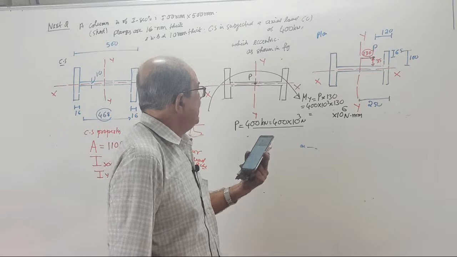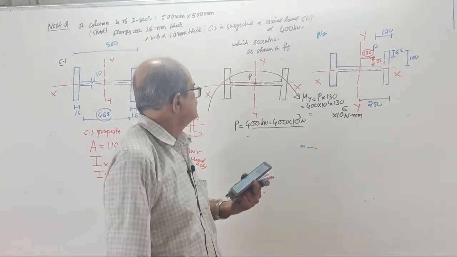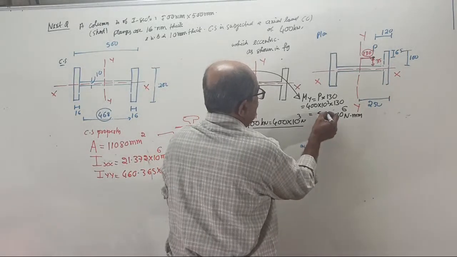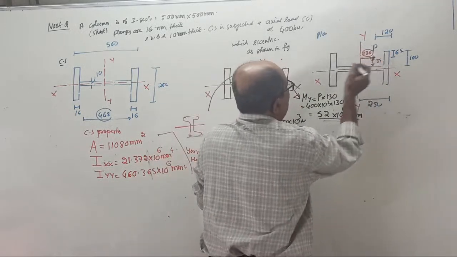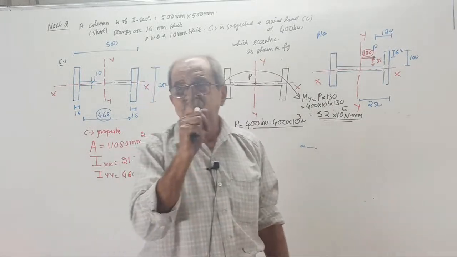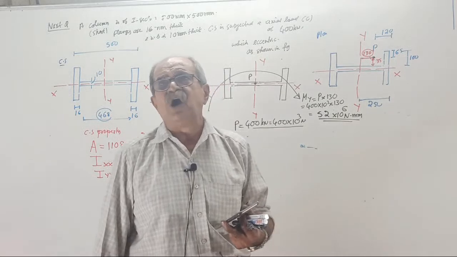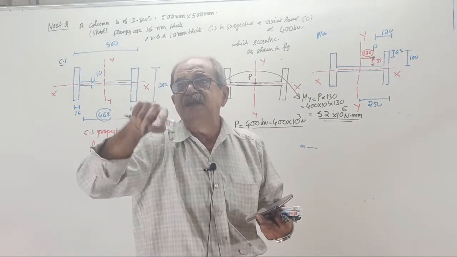400 into 10 to the power 3 into 130. Tell in 10 to the power 6. 52. 52 into 10 to the power 6 Newton millimeter, and this P is eccentric. These all you have to write. If you want to understand, you should write. I am not writing why. This class is not for enjoyment or time pass. Those who are serious, whatever I tell, they should write.